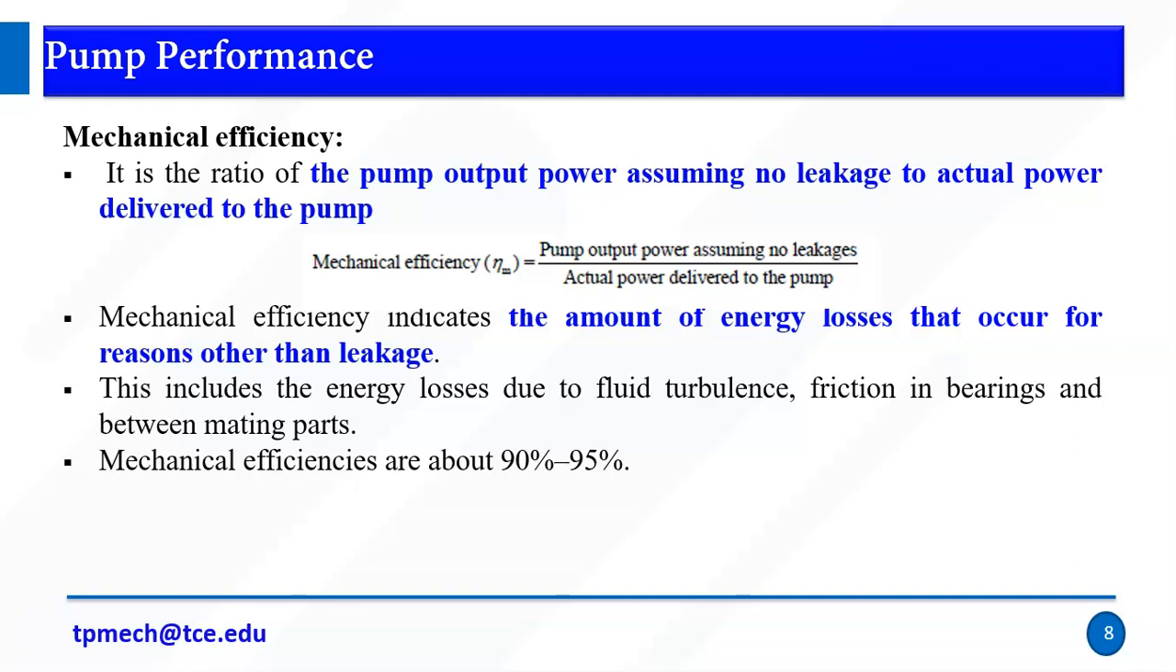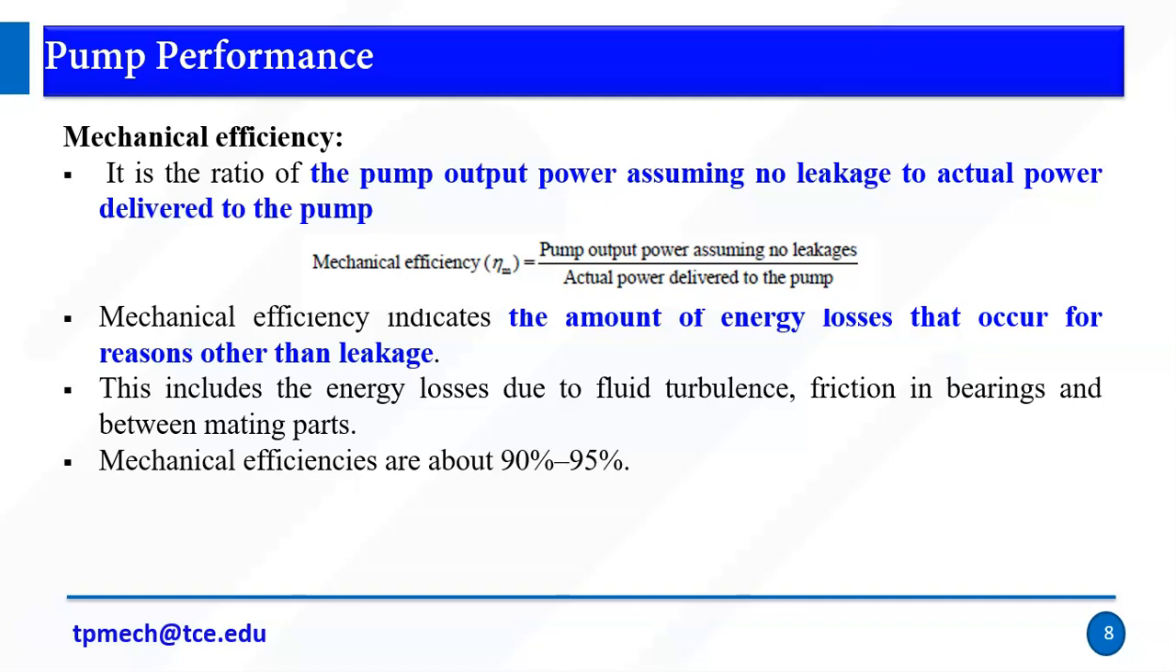So mechanical efficiency indicates the amount of energy losses that occur for reasons other than leakage. Apart from any leakages, you may lose some energy, and that is counted in mechanical efficiency. This includes the energy loss due to fluid turbulence, friction in bearings and between the mating parts. Generally, it is around 90 to 95%.